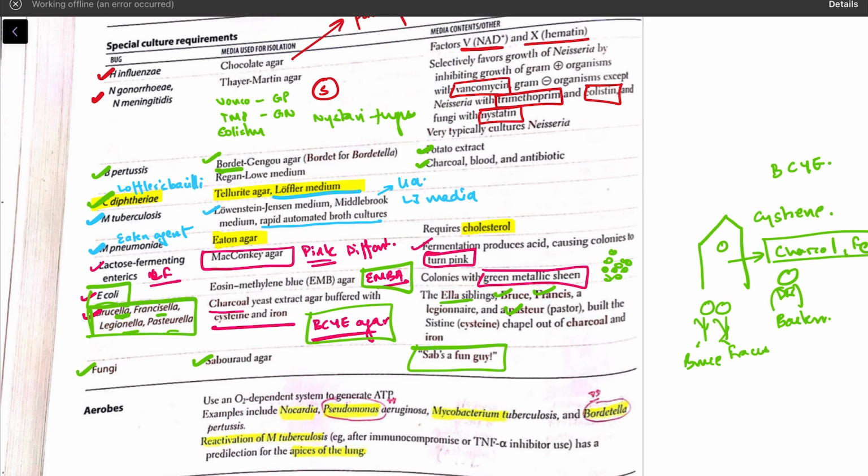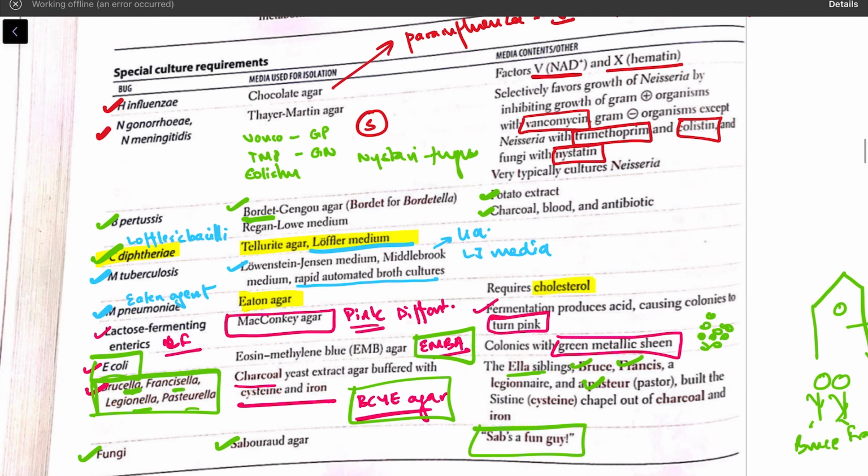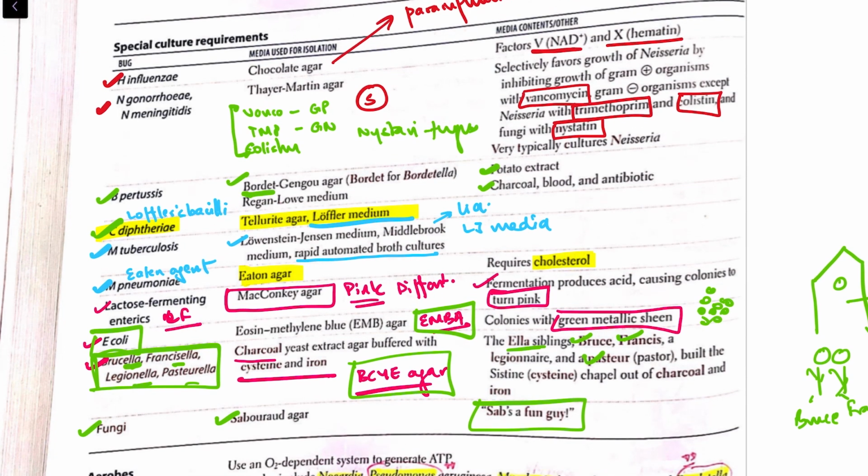ये तो ऐसे ही सबको याद रहता है. तो क्या क्या हो गए? H influenzae is easy, chocolate agar. It requires factor 5 and 10. ठीक है. Gonorrhea, Thayer-Martin, it will have antibiotics for inhibiting other organisms. Bordetella pertussis, it has some things, and the media is the name. Again, diphtheria, Loeffler's bacilli, the medium is the name. This is the Loeffler's medium. Same with mycoplasma, the medium is the name, which is the Eaton agent.